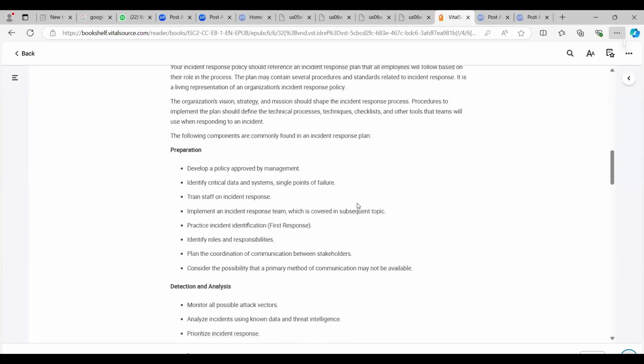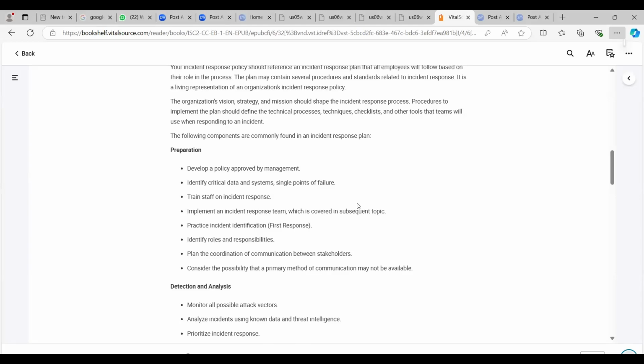The first one is preparation. You always want to prepare that anything can go wrong anytime. And these are the things under preparation. First thing is to develop a policy approved by the management. Like we said, yes, even if you come up with a policy, management still has to approve because they are the management. They will tell you what to do.